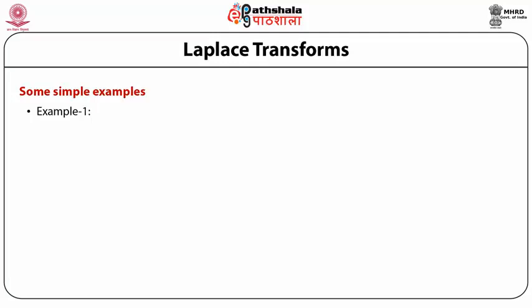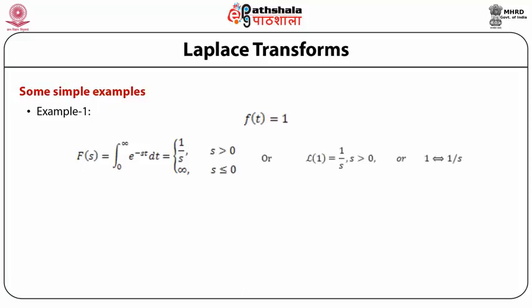Example 1, we consider f of t is equal to 1. Now, the Laplacian is given by the function capital F of s is equal to the integral from 0 to infinity of e raised to power minus st dt, which is 1 by s if s is greater than 0 and infinity if s is less than or equal to 0. Equivalently, we may say that Laplacian of 1 is equal to 1 by s for s greater than 0.